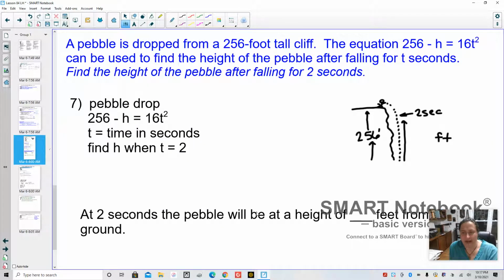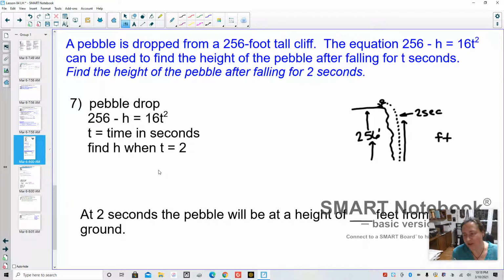All right, a pebble is dropped off a 256-foot tall cliff. The equation 256 minus h equals 16t squared can be used to find the height of the pebble after falling for t seconds. Find the height of the pebble after falling for 2 seconds. So give yourself some context. Take a second. Number 7 is a pebble drop. The equation is 256 minus h equals 16t squared. T is the time in seconds. You can always abbreviate that. And then find h when t is 2. So I sketched a little picture over there that might help. You're going to see a number of these throw stuff off a cliff questions. So it might be nice if you had this in your notes, you could quickly find that.